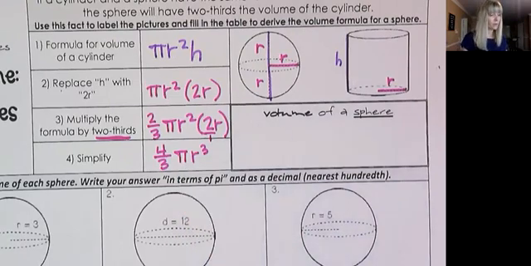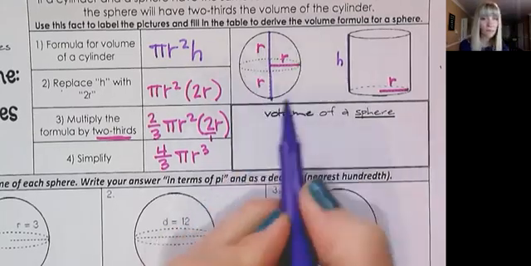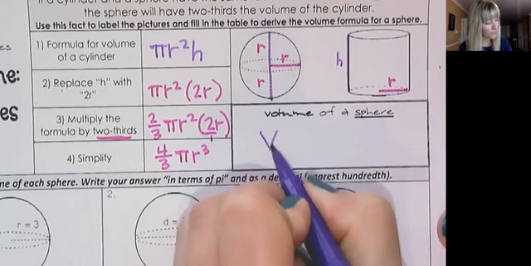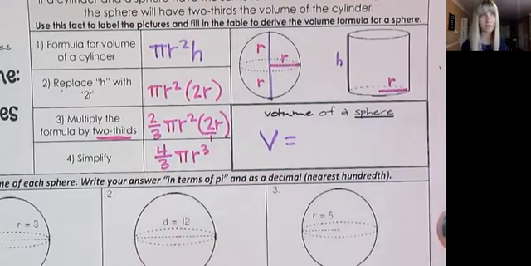And if I just told you the formula, it would kind of look random, like somebody just made this up. But it actually comes from the fact that a sphere is 2/3 of the cylinder. So volume of a sphere, one more volume formula. So here's what we know so far.